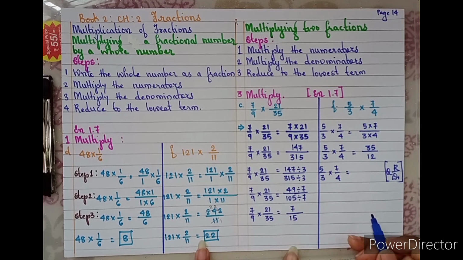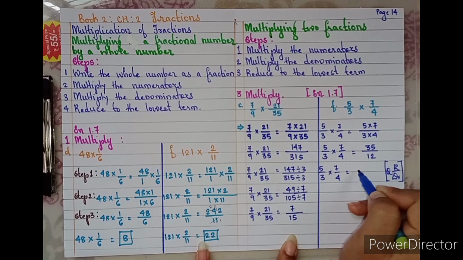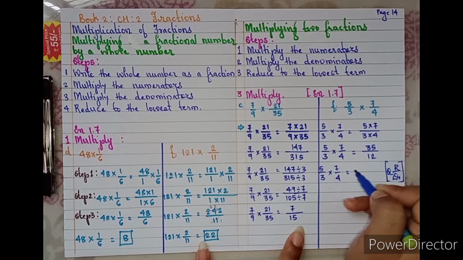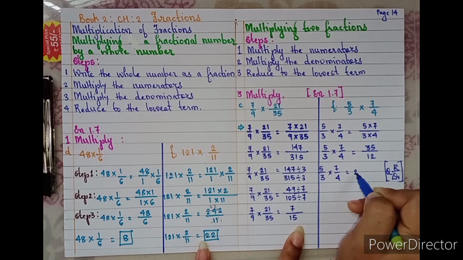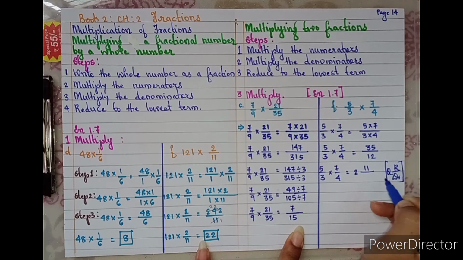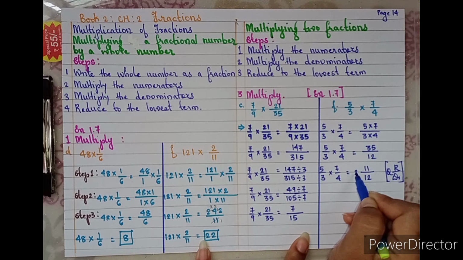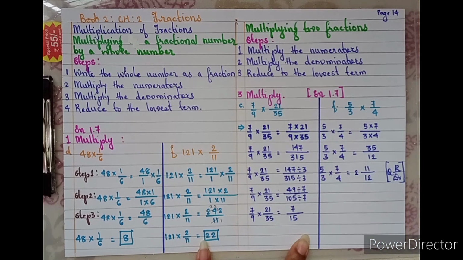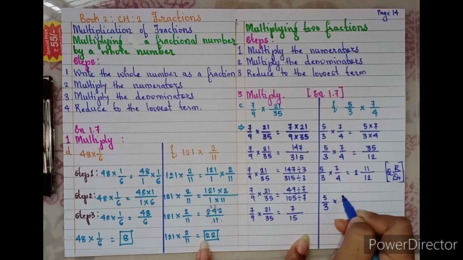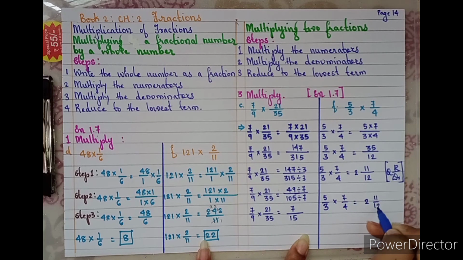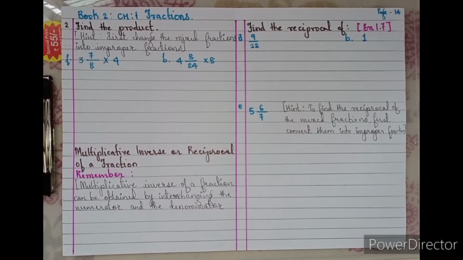Therefore when we divide 35 by 12, 2 will be the quotient, 11 will be the remainder, and the divisor was 12. Therefore if you see, 12 2s are 24, 24 plus 11 will be 35, and hence the answer. So let's write 5 by 3 into 7 by 4 equals 2 is to 11 by 12, and hence the answer. Now let's see the next question.